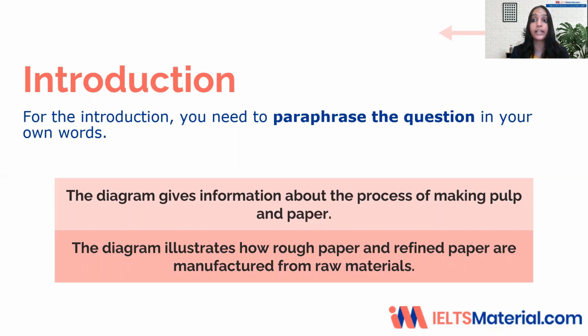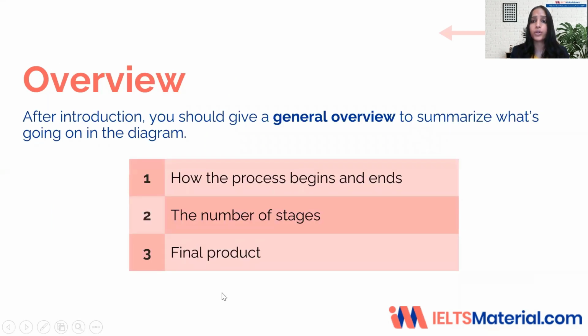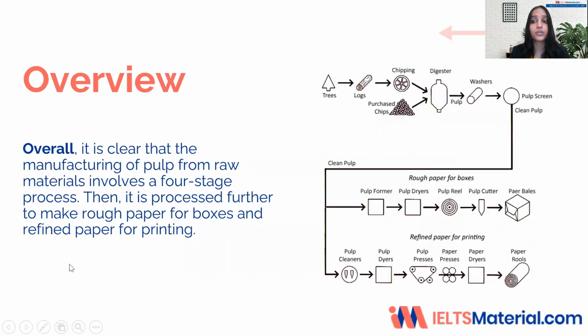Next, let's have a look at the overview. In the overview, you just summarize what's going on in the diagram. You can include the following details: how the process begins and ends, the number of stages, and the final product. Let's see how we write it. You can ideally begin this body paragraph with the word overall.